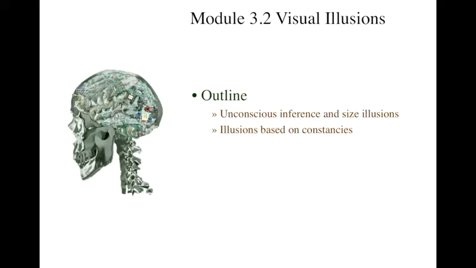In this video lecture, we'll look at visual illusions. First, we'll consider Helmholtz's unconscious inference theory and how it can explain some size illusions. And then we'll look at a couple of illusions that are based on perceptual constancies.